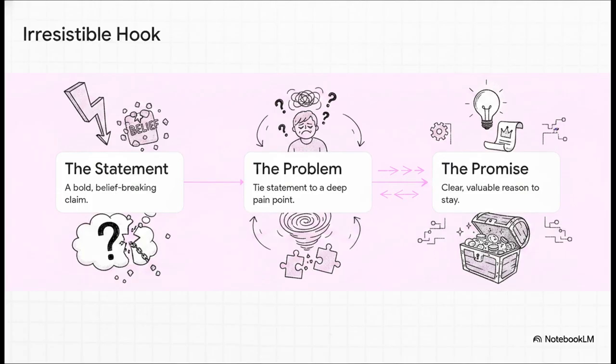First, you hit them with the statement, a bold, confident claim that breaks their existing beliefs about how work gets done. Next is the problem. You immediately tie that bold statement to a deep pain point they're super frustrated by, something like losing hours every week to manual data entry. Finally, you deliver the promise. Tell them exactly what they will be able to build and automate by the end of your 10-minute showcase. Master this sequence and you own their attention for the long haul.